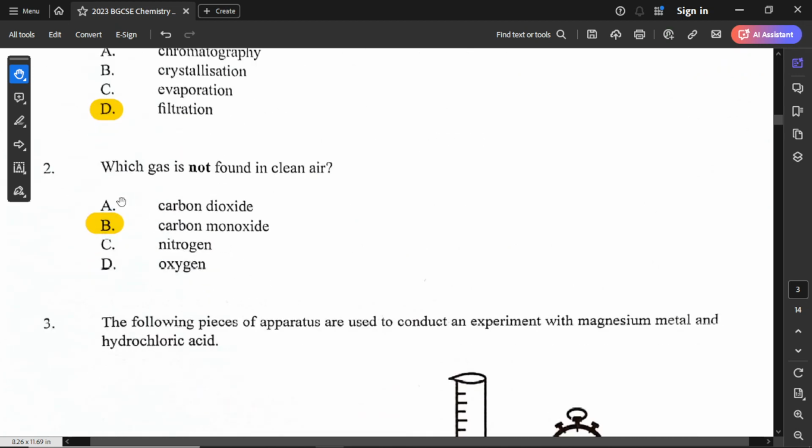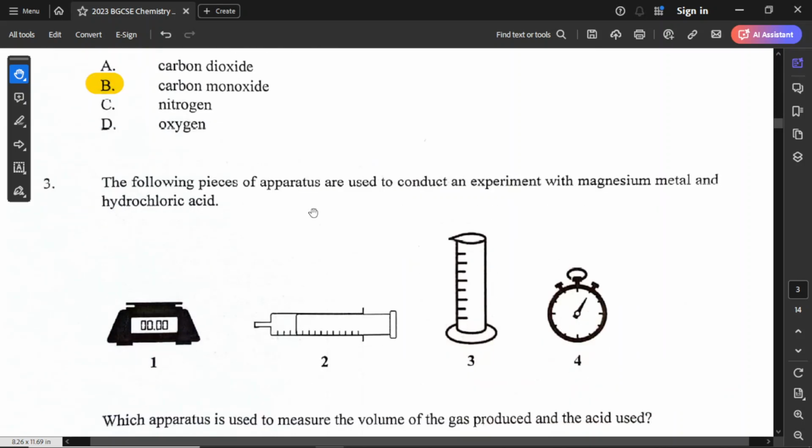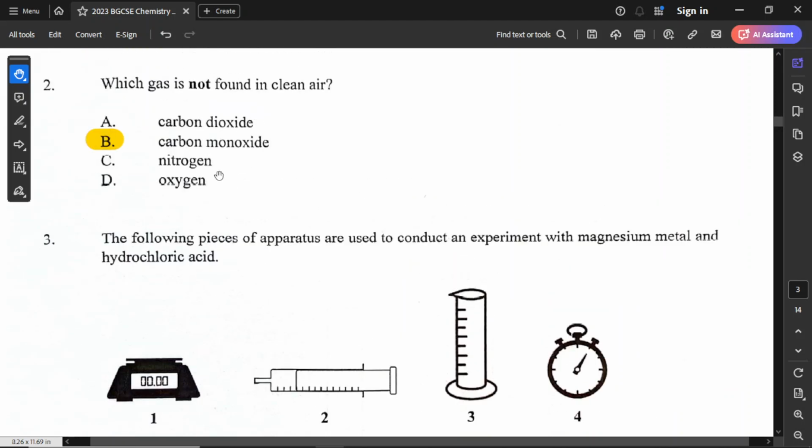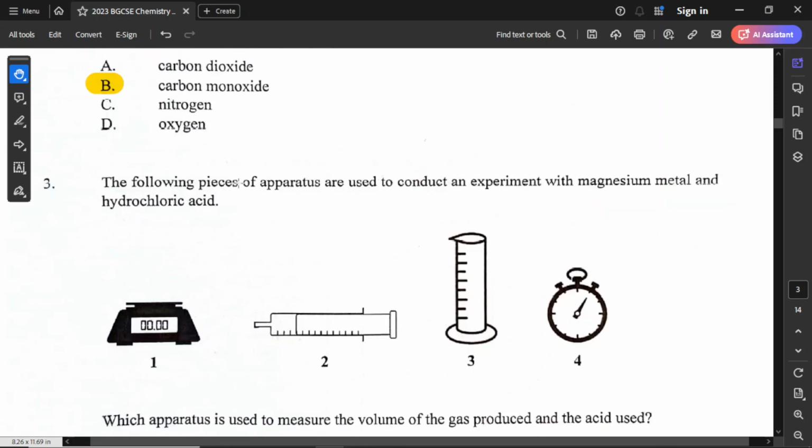For question number 2, it said which gas is not found in clean air? And that is carbon monoxide. Carbon dioxide is. Nitrogen gas is. Definitely oxygen. So carbon monoxide is not. As a matter of fact, carbon monoxide is formed from incomplete combustion.